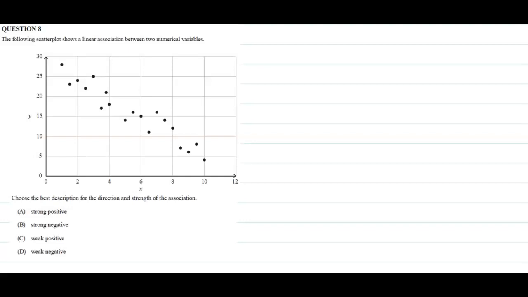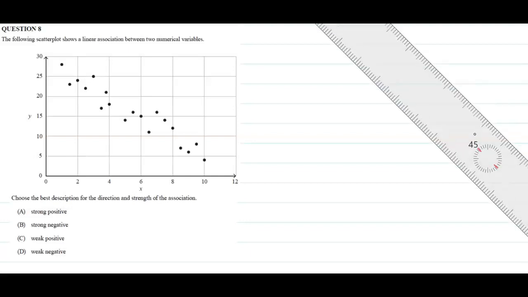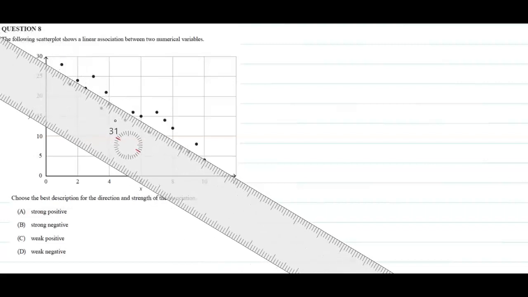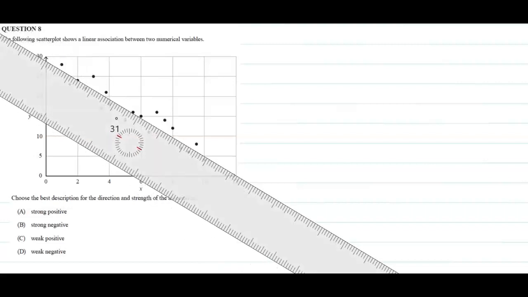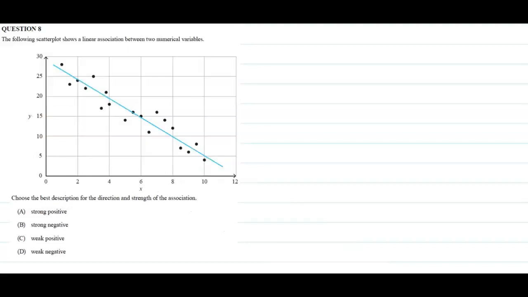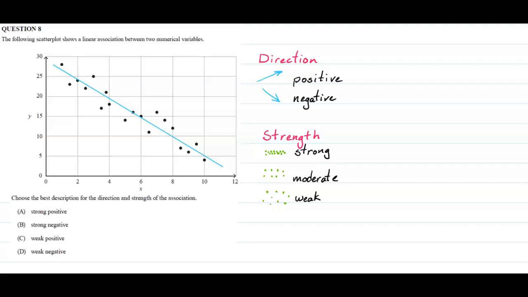When answering these questions, guys, we need to draw in our linear line. So we could draw in our least squares regression line just by eye. I could put that right about there. And then I need to look: what direction is that line sloping in, and how close together are my data points clustered around that line? So when I look at this, I need to look at two things: direction and strength.